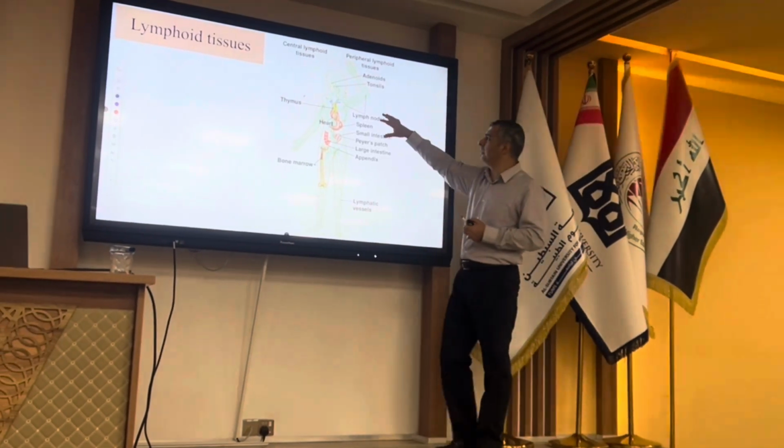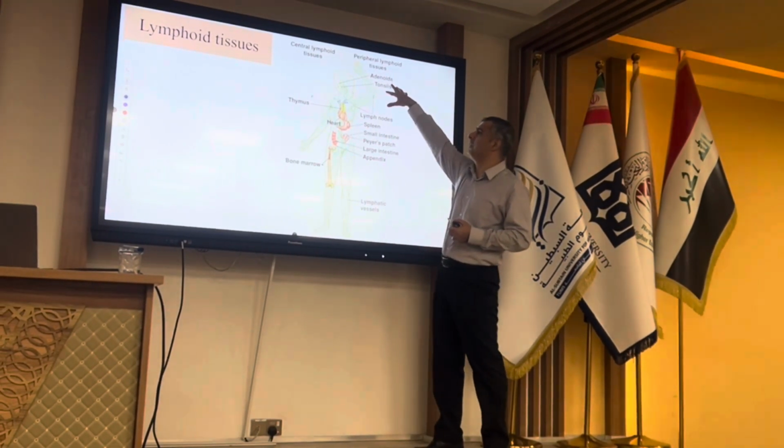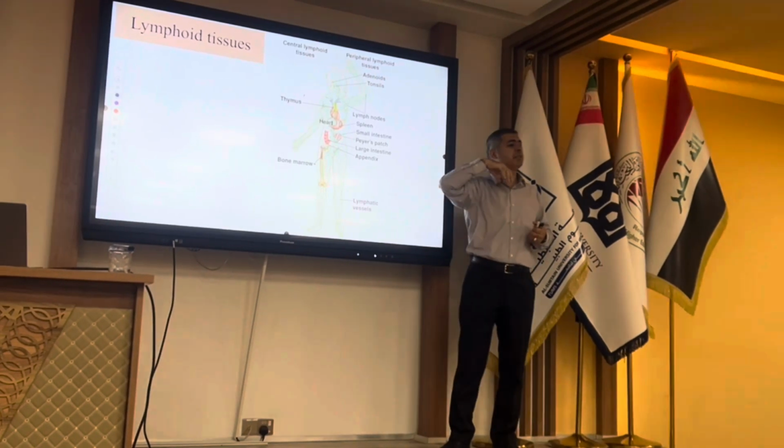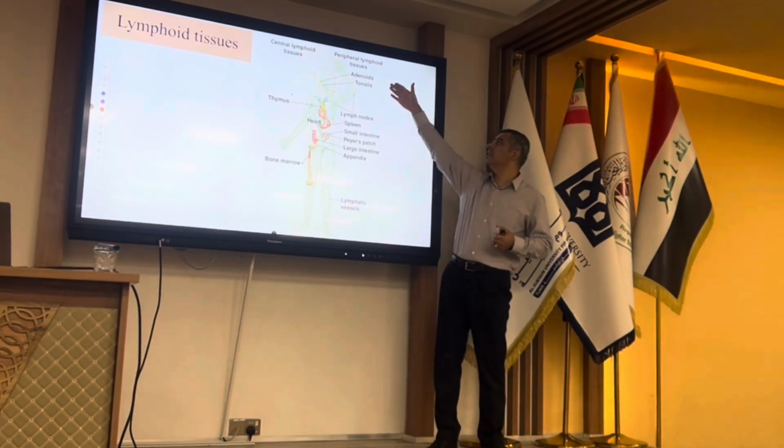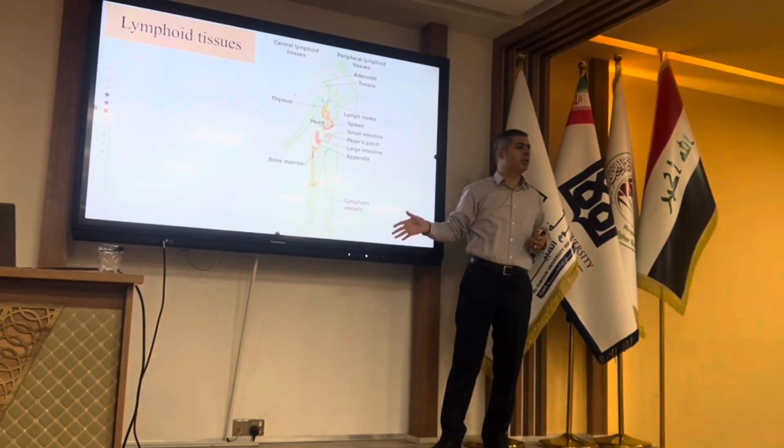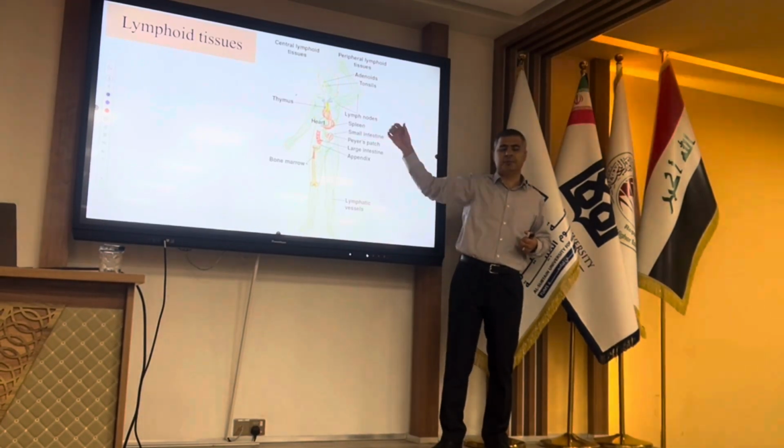And the immune response is initiated in the peripheral lymphoid tissue. We have exposure to foreign antigens in the peripheral lymphoid tissues, not in the primary lymphoid tissues.